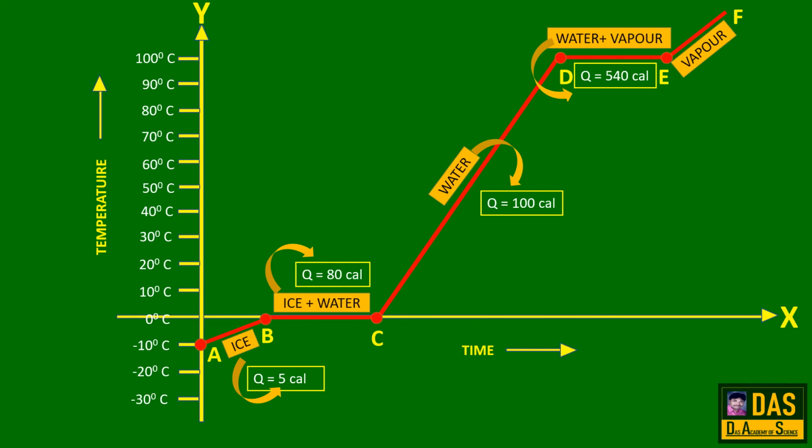And between D and E, the heat energy required to convert water at 100 degrees Celsius to steam at 100 degrees Celsius is 540 calories. So this is nothing but the latent heat of vaporization. So here 5 calories, 80 calories, 100 calories, 540 calories. You have to remember all these values.